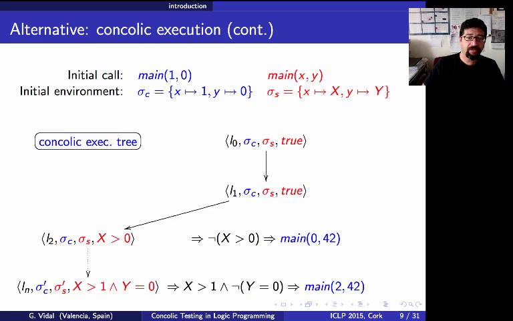So for instance, in this concolic execution that I showed before, by negating this constraint, we get, for instance, this value. So we get a new concrete initial call, and given this sequence, by negating the last constraint, we get again values, for instance x equals 2 and y equals 42, so we get a new concrete goal that can be used again to repeat the process. So this is a sort of iterative algorithm.